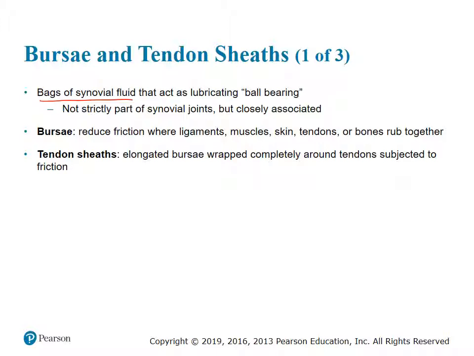So what is a bursae, or bursa, right? This is anywhere where you see ligaments, muscle, skin, tendons, or bone, a mix and match of those, doesn't matter, rub together or articulate together, right? You'll see a bursae.